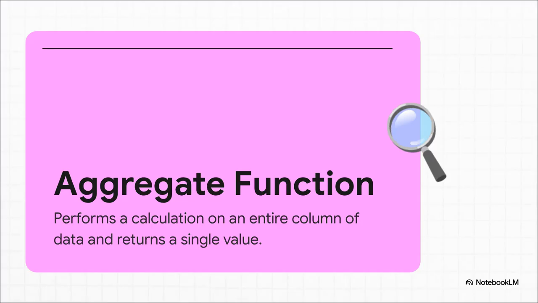The way we do this is with something called an aggregate function. I know, the name sounds super technical, but trust me, the idea is really easy. It's basically a function that zooms out, looks at an entire column of your data, like say all your sales for the whole month, and it boils it all down to a single summary value. It could be the total sum, the average, or even just a count of how many sales there were.